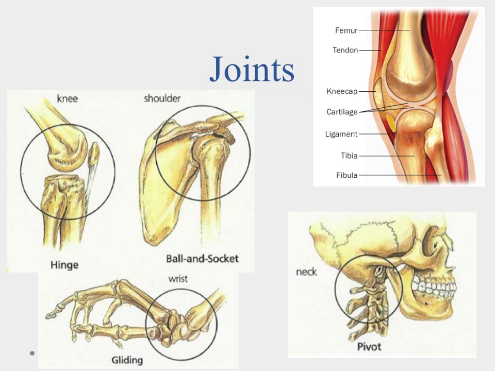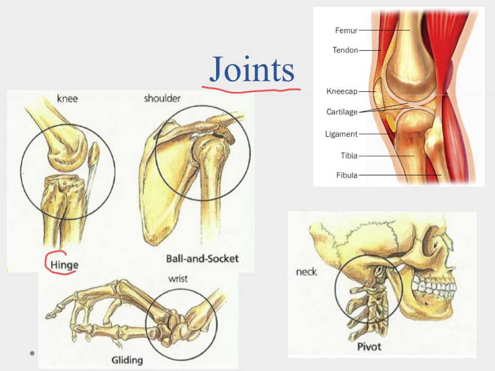Okay, so we talked about bones allowing us to move. For that to happen, our bones can't be one single solid piece. They have to be various pieces, and they have to be able to interact with each other. These points of interaction are what we call the joints. There are several different kinds of joints in our body.